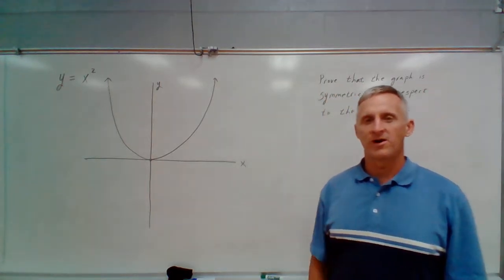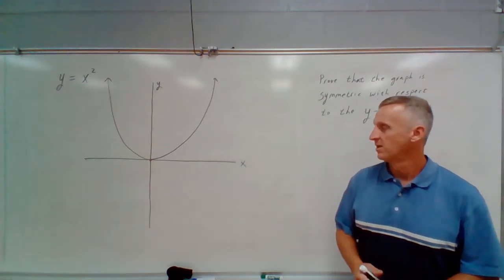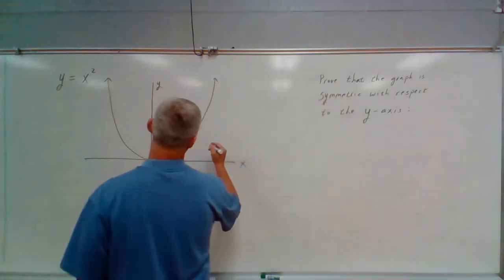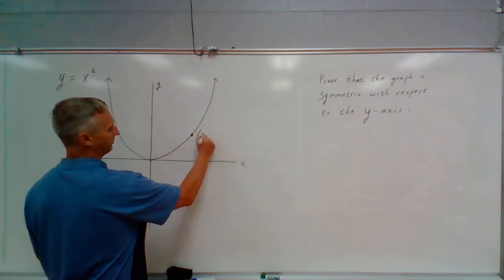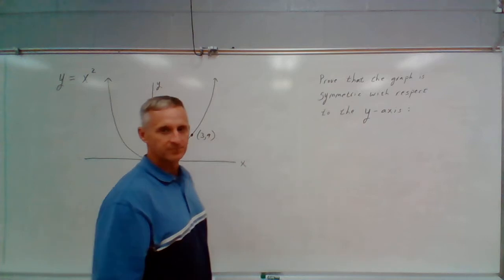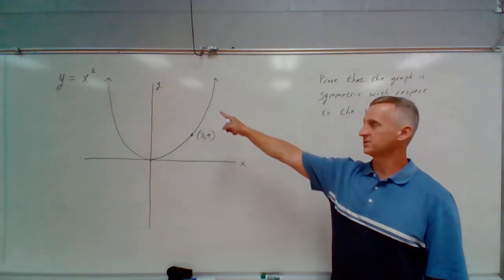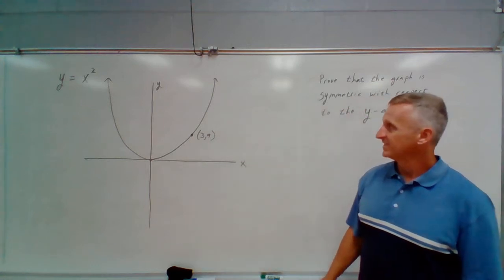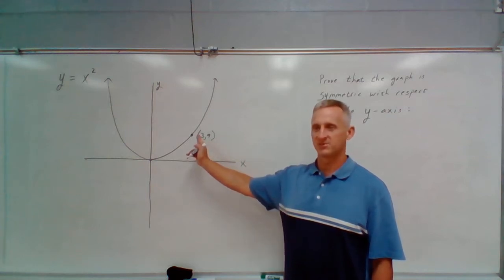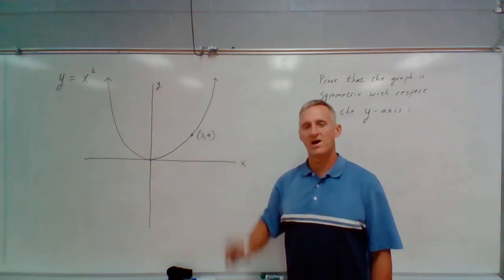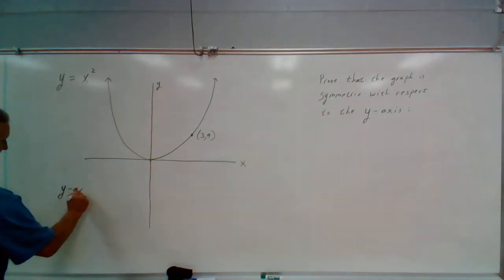Okay, so we've graphed y equals x squared several times now. We know exactly what that looks like, a parabola. So let's think of a point that's on this parabola. So we have (3, 9). It's definitely on there, because if I plug 3 in for x, 3 squared is 9. Now, to make sure that this graph is symmetric with respect to the y-axis, so this is y-axis symmetry.